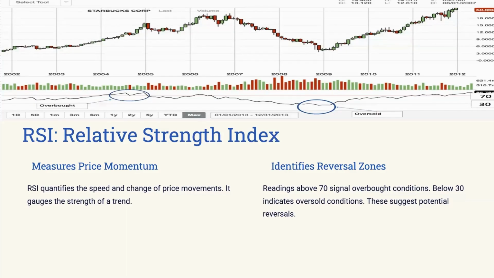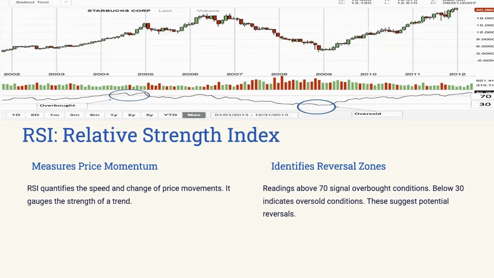RSI is crucial for traders because it provides early warning signs of potential trend exhaustion before a significant price reversal occurs. It helps confirm trends and identifies ideal entry and exit points when combined with other indicators. It is versatile and can be applied to various time frames, from intraday to long-term charts.